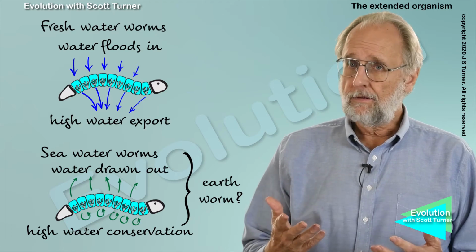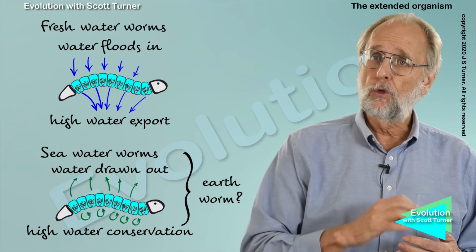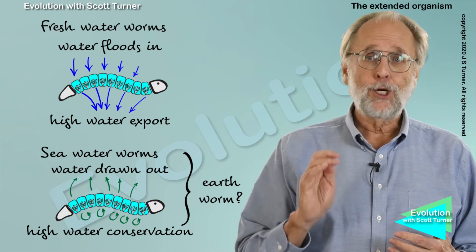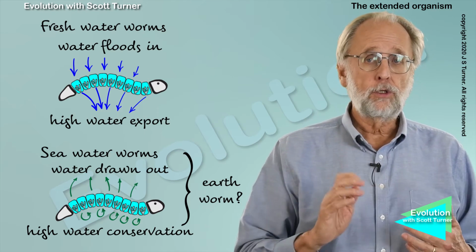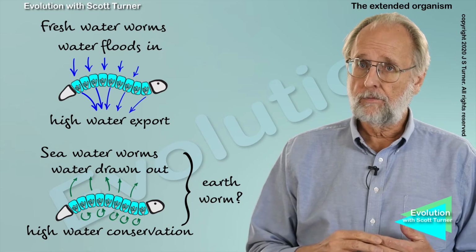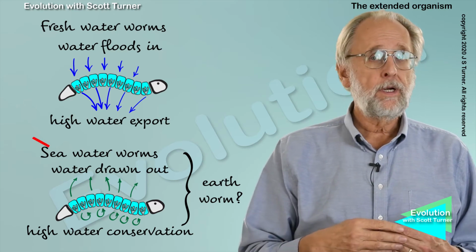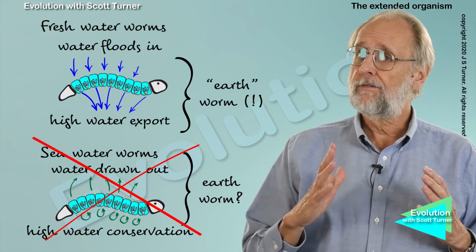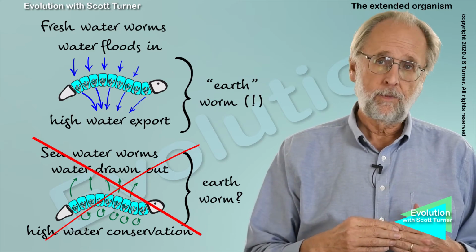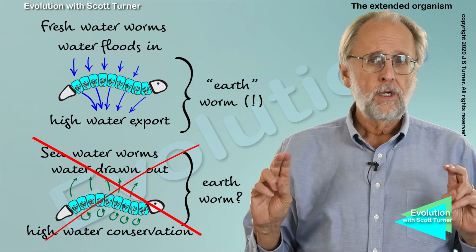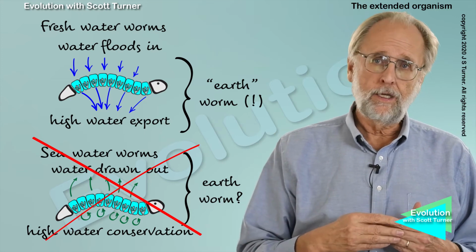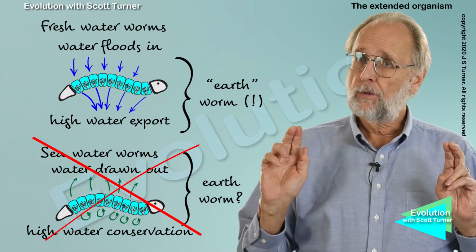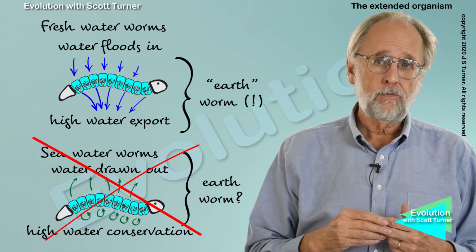You would expect then that earthworm kidneys should look like kidneys of worms from seawater. That is, you would expect earthworm kidneys would be structured toward water conservation. You'd be in for a surprise, however, because earthworm kidneys look like the kidneys of freshwater annelids. In other words, earthworms are actually freshwater annelid worms that have moved into soil. That's why I put the "earth" part into scare quotes.